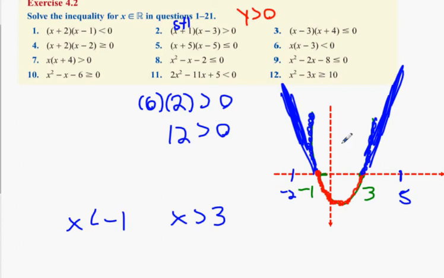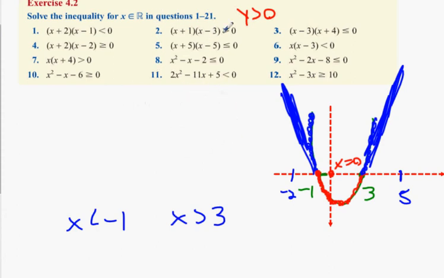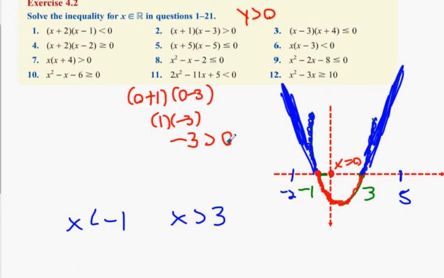Let's try something in the red region. What about x equals 0? Is that in the red region? What are you expecting to happen when I use x equals 0? Will the answer be bigger than 0? No, it's in the red region. It's not true. So 0 plus 1. 0 minus 3. 1 times minus 3. Minus 3, is it bigger than 0? No, it's false. That's why it's in the red region. If I tried x equals minus 3, what would happen? It'd be bigger than 0, hence why it's in the blue region.